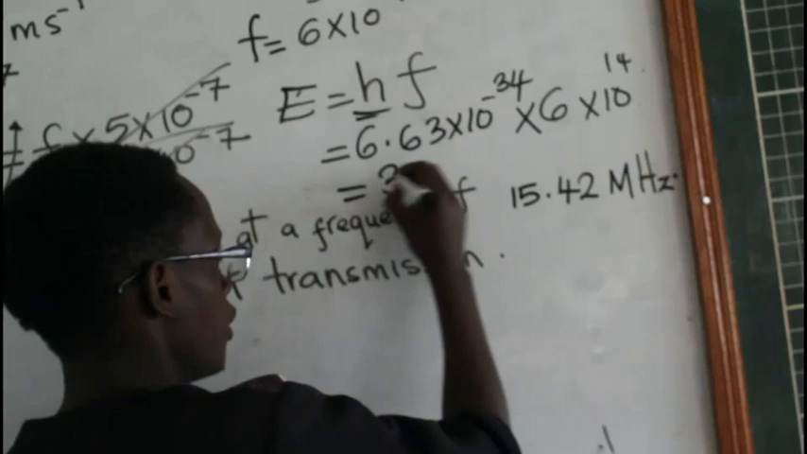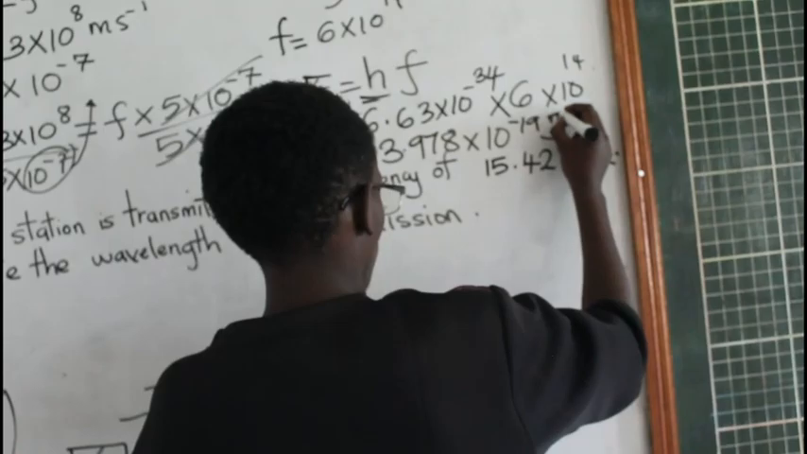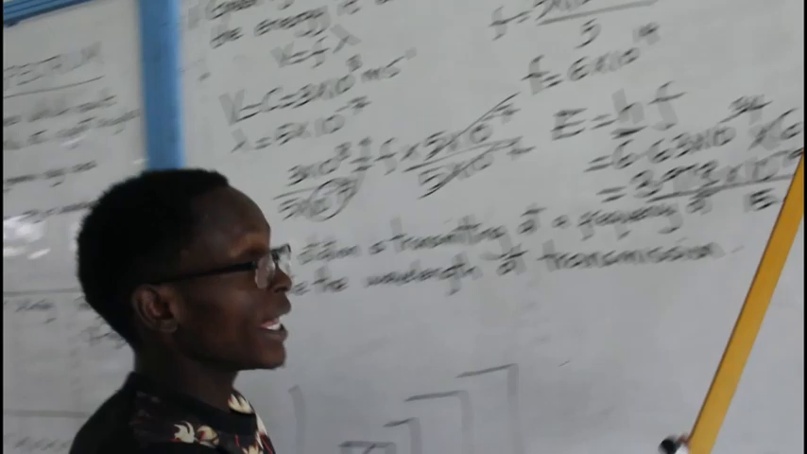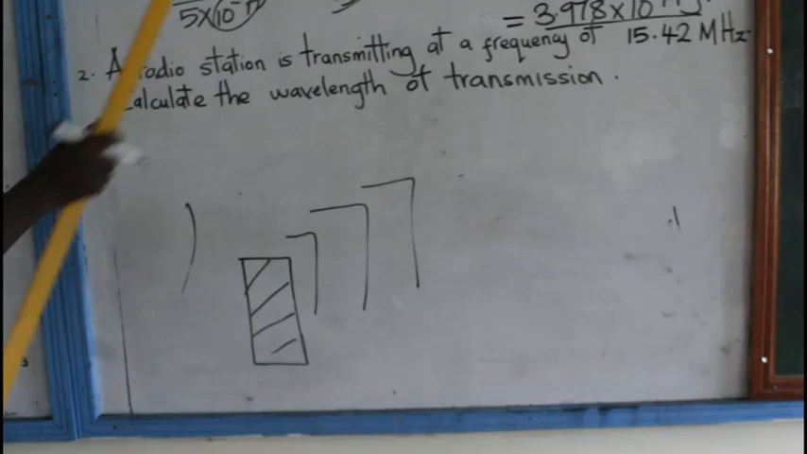So this is 3.978 times 10 to the negative 19 joules. And remember that we've written J for joules because joules are the SI unit for energy. Okay. So if we can just take a look at that.